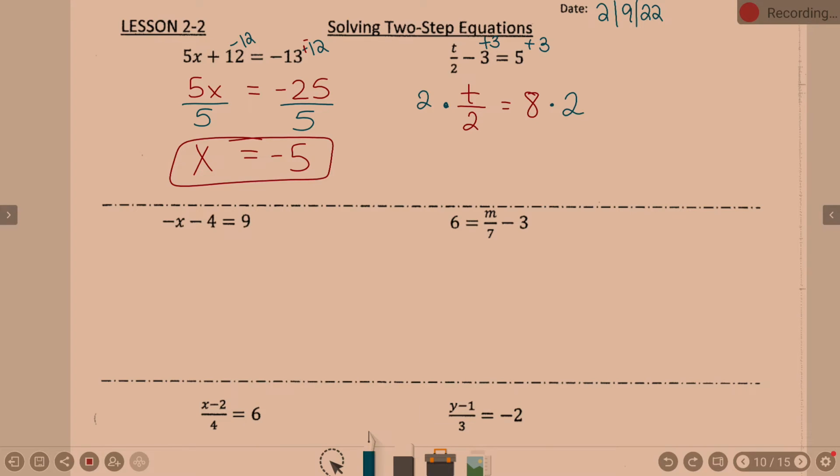Now, in order to multiply 2 times t over 2, if you need to, you can think of this 2 as 2 over 1, right? 2 as a fraction is 2 over 1. But really, what's important that happens with those 2's? They cancel, right? T divided by 2 and times 2, they're canceling. What remains is t.